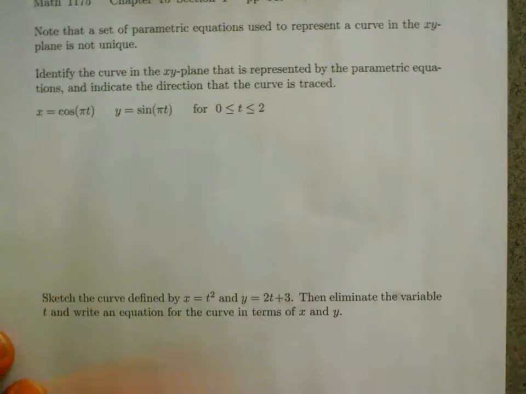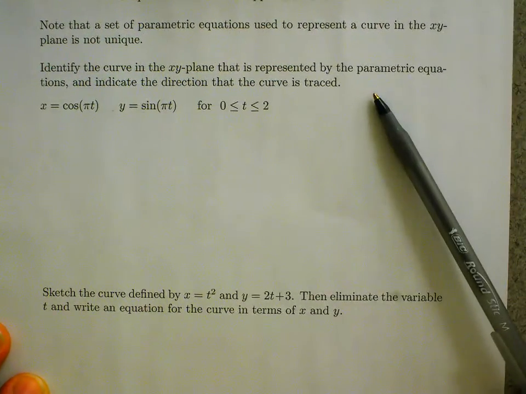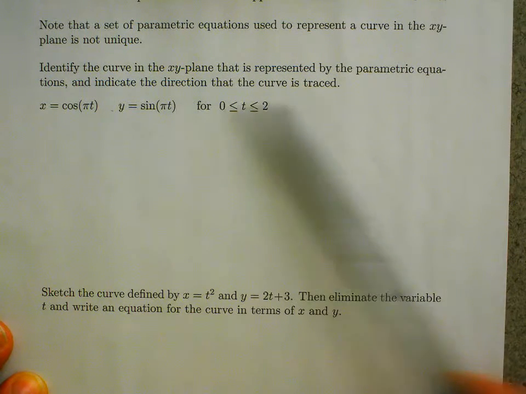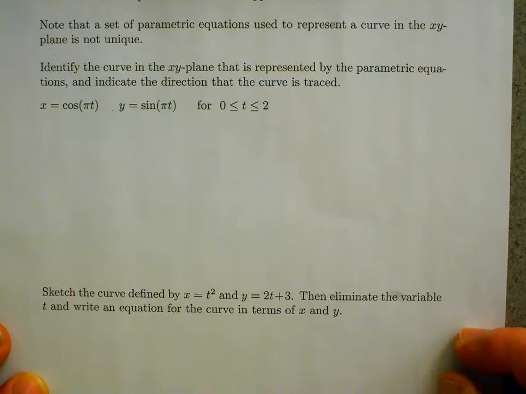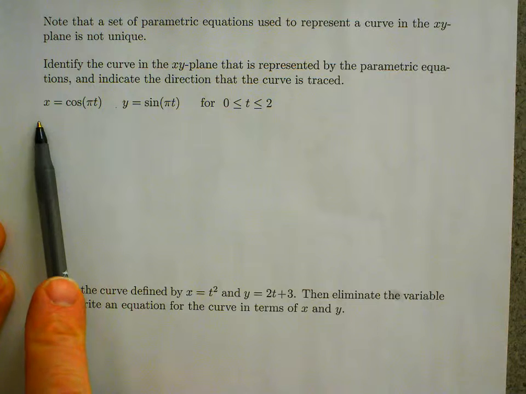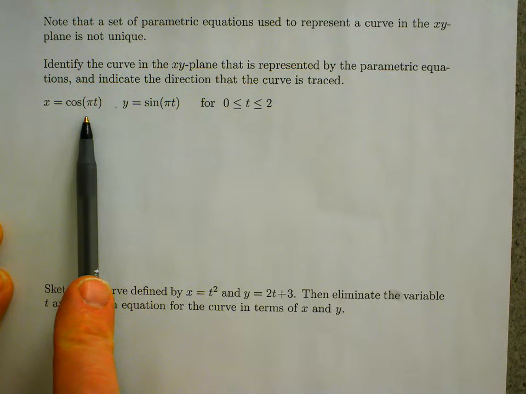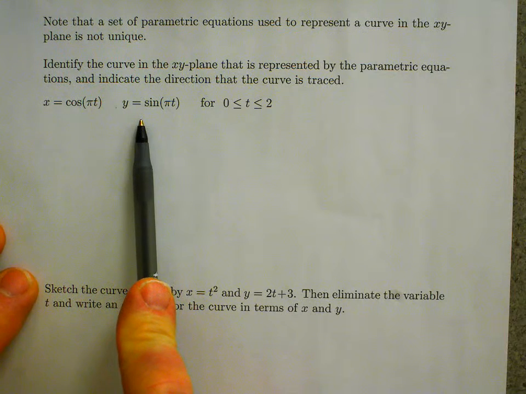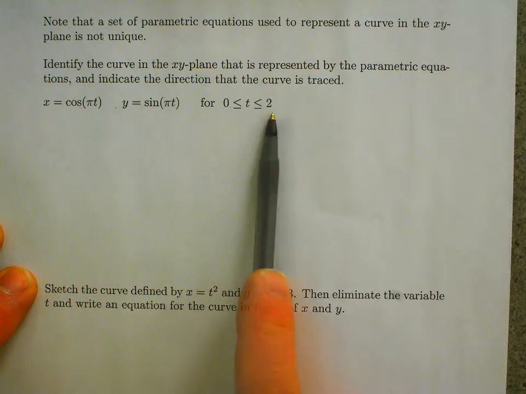So in this example, identify the curve in the xy plane that is represented by the parametric equations and indicate the direction that the curve is traced. So the parametric equations are x equals cosine of pi times t and y equals sine of pi times t. And the values of t are from 0 to 2.